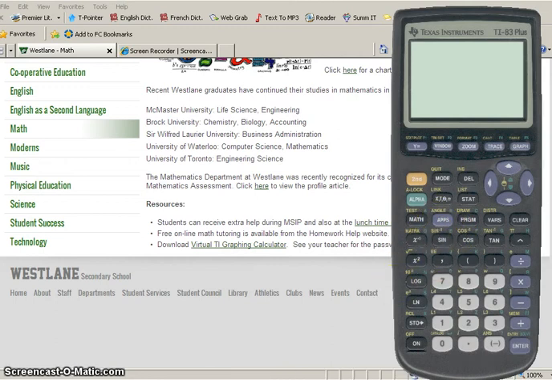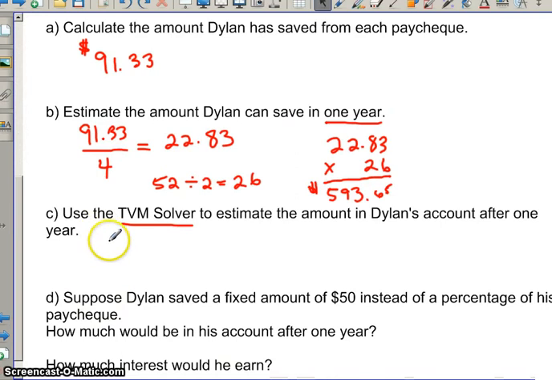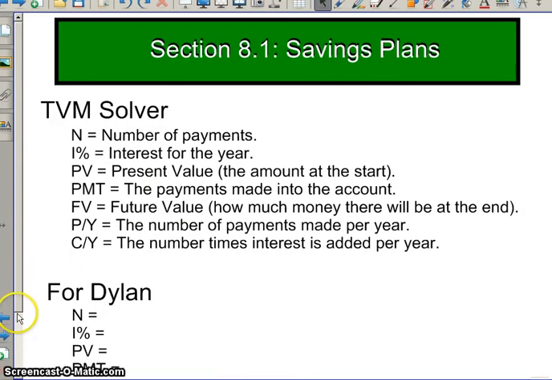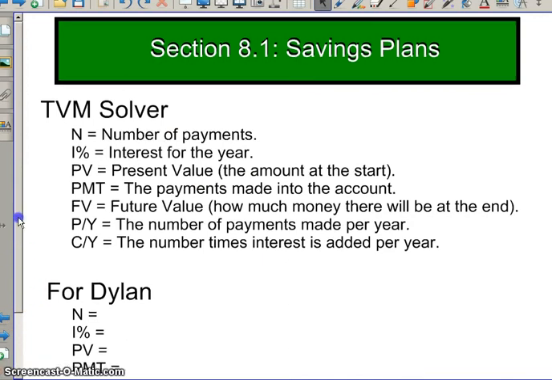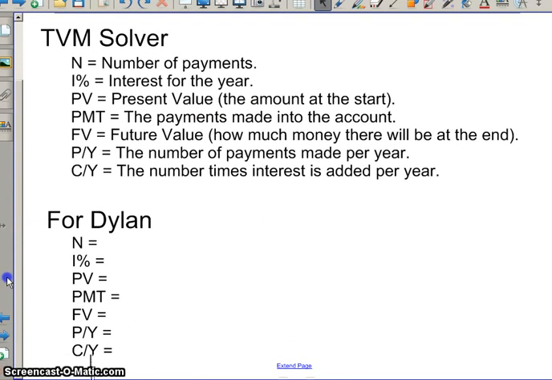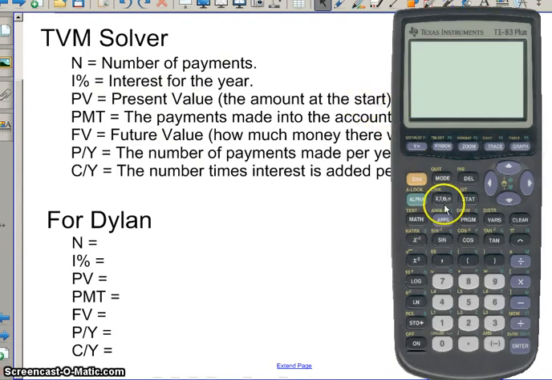When we talk about the savings plans and using the TVM solver, we have to understand what each part of the TVM solver means. The TVM solver we can find by going through the Apps button. Let me turn the calculator on. Go to Apps, and then we'll go to the Finance section of the Apps, TVM solver. And you can see there's all sorts of information that you need to fill in. I've listed the information here for you.